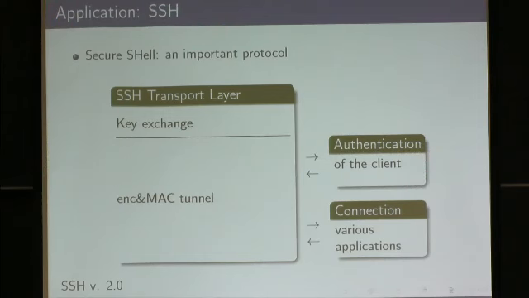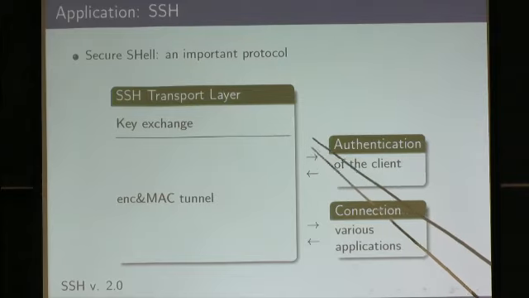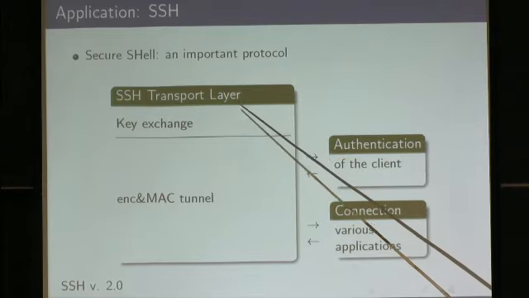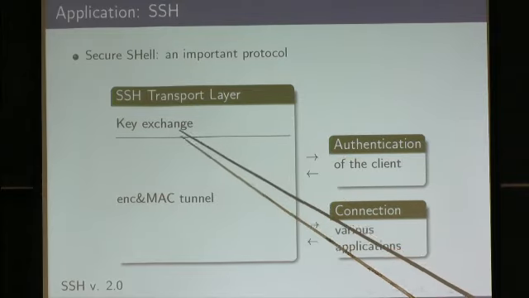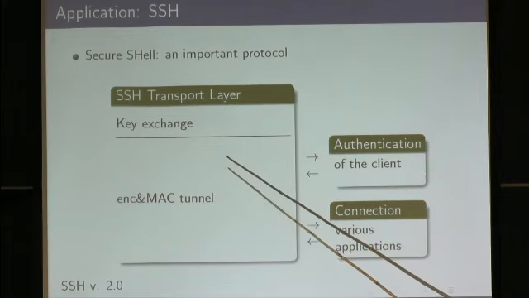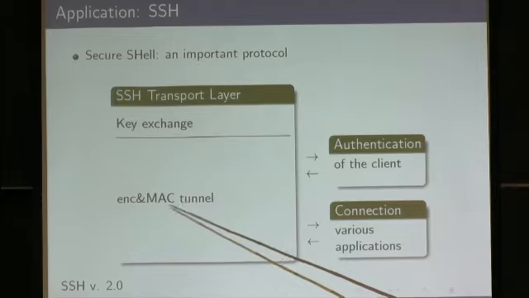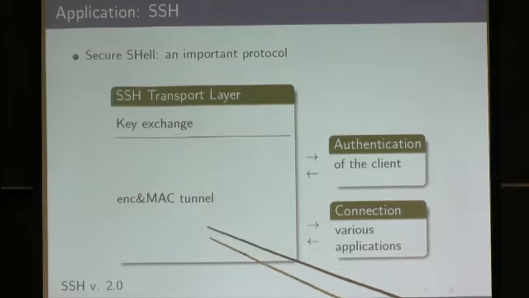So we applied this framework to the SSH protocol. Let me remind you the structure of this protocol. It consists in fact of 3 protocols. There's the SSH transport layer, which starts with a Diffie-Hellman key exchange, and it uses the established shared key to build an encrypt and MAC tunnel.